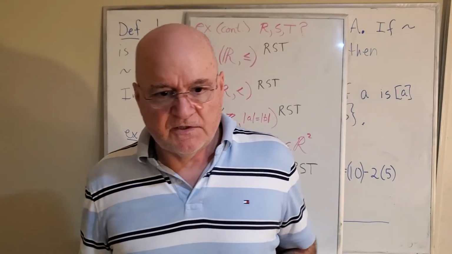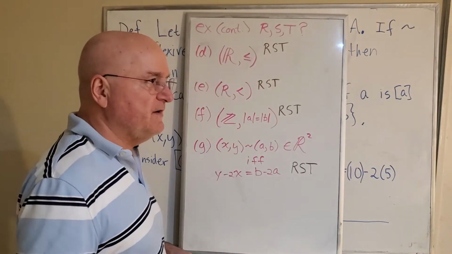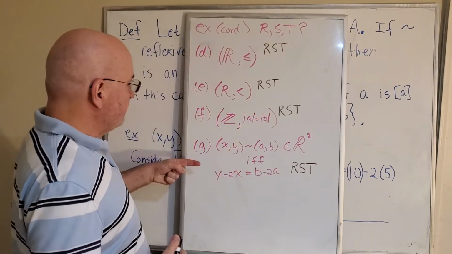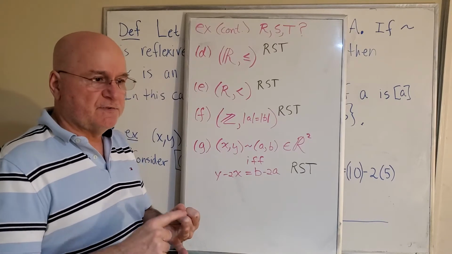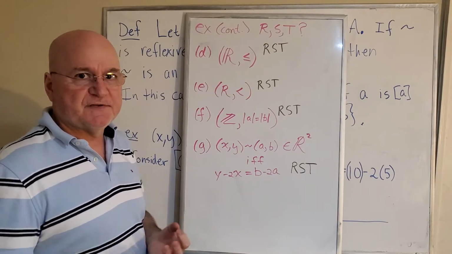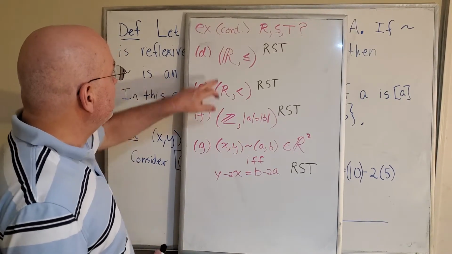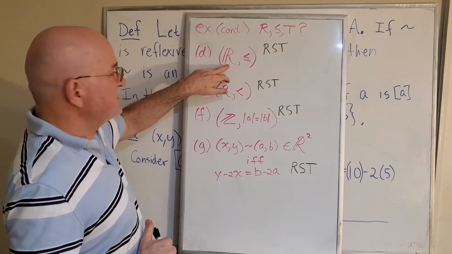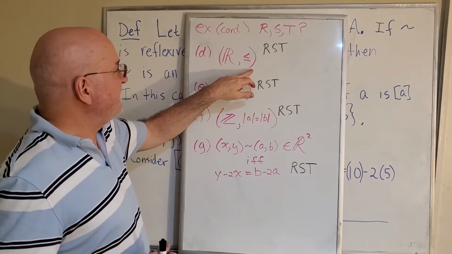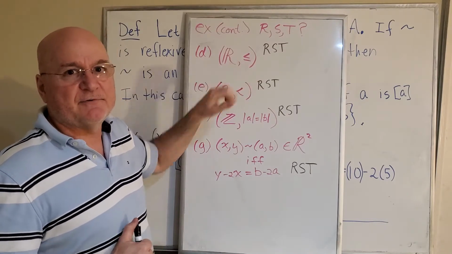Well, let's continue with our examples from the previous video. All these are relations. We want to know if they're reflexive and/or symmetric and/or transitive. So the first one we'll look at now is the set of real numbers with the relation being less than or equal.